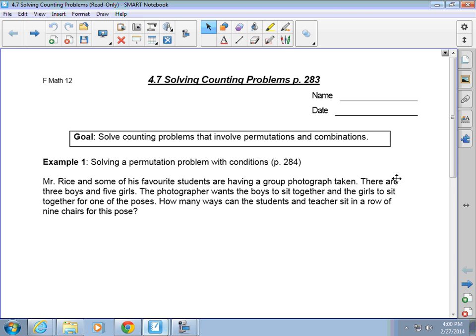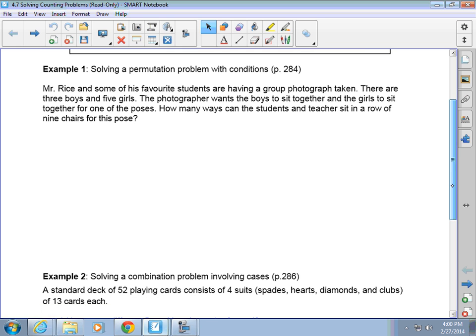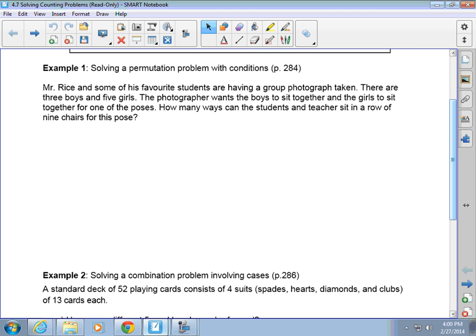So our first example here says, Mr. Rice and some of his favorite students are having a group photograph taken. There are 3 boys and 5 girls. The photographer wants the boys to sit together and the girls to sit together for one of the poses. How many ways can the students and teachers sit in a row of 9 chairs in these poses? So if we take a look at this then, what we're doing is we're arranging these people, right?